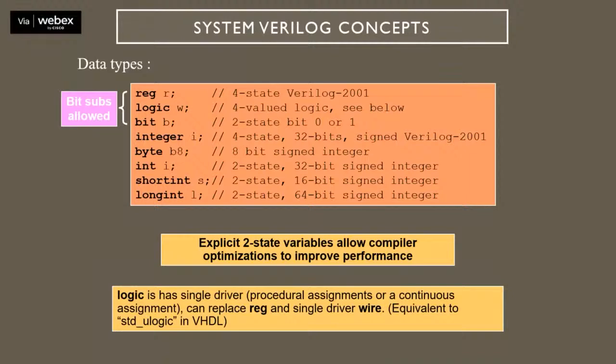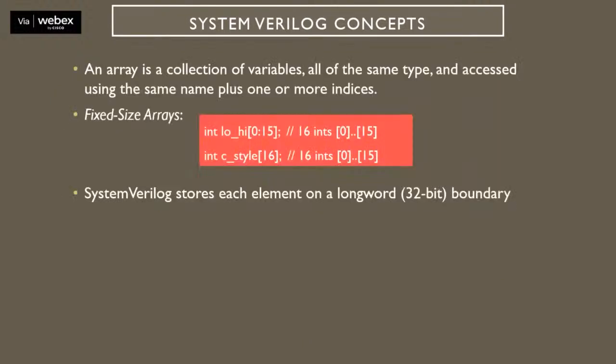You have another feature over here, that is the byte, that is an 8-bit signed integer. The others are short int and long int. So we will see first the fixed size array, as we have already known about the fixed size array. We will see 1 or 2 features or operations that can be done over here, which are not present in Verilog.